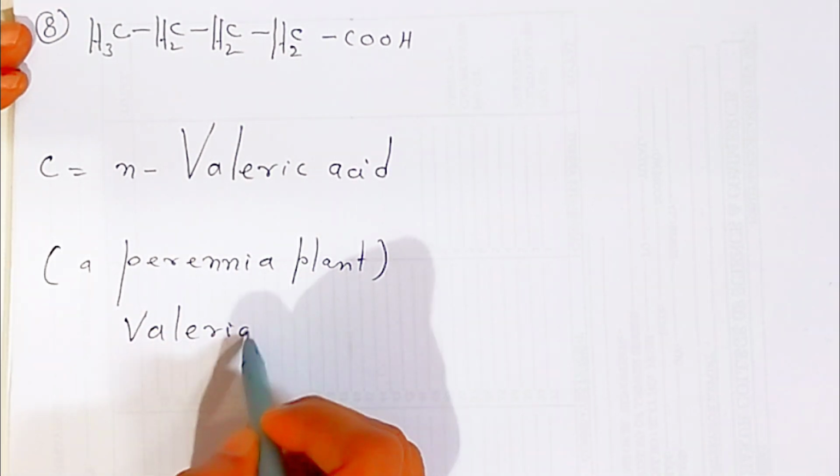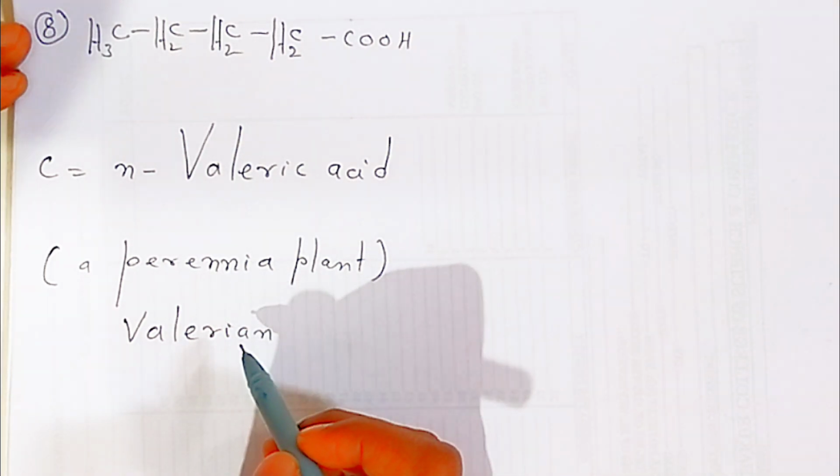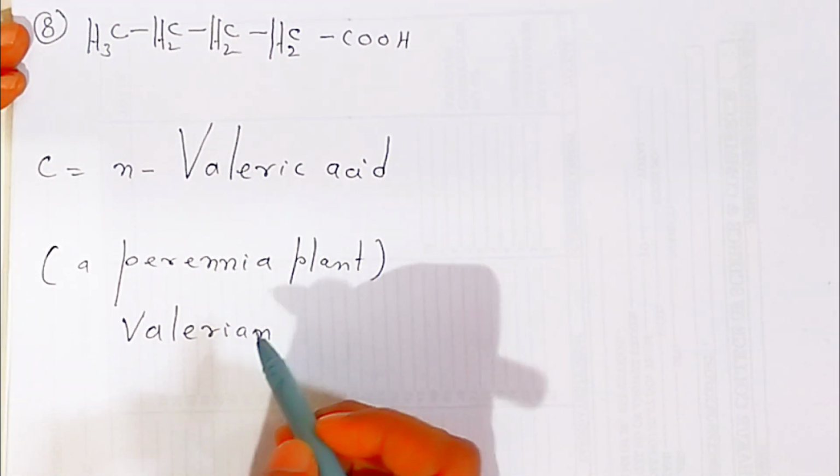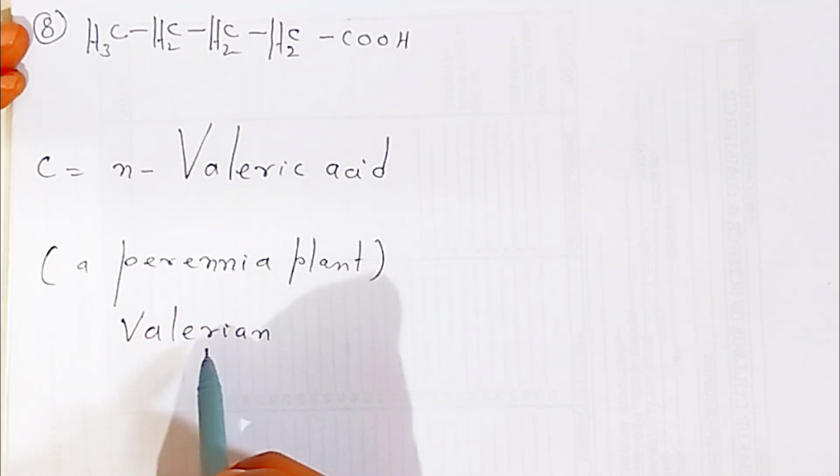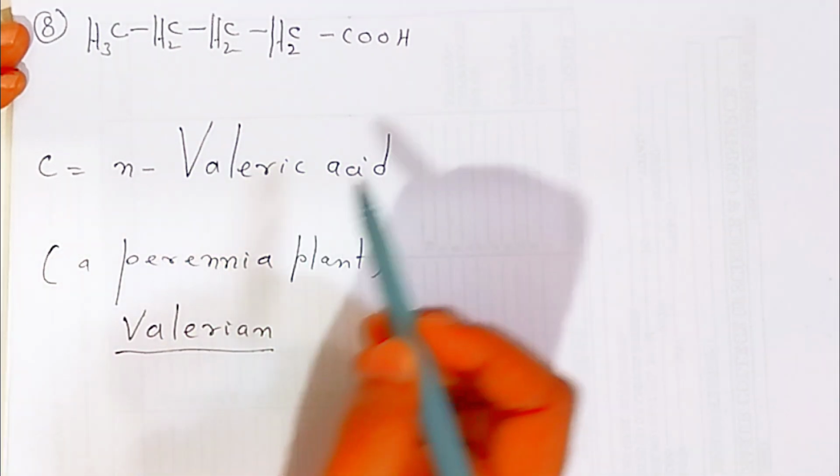In the original name it will be what? Valerian. So that is why it is called n-valeric acid. Understanding, students? The common name is derived from the perennial plant valerian. That is why it is called n-valeric acid, students.